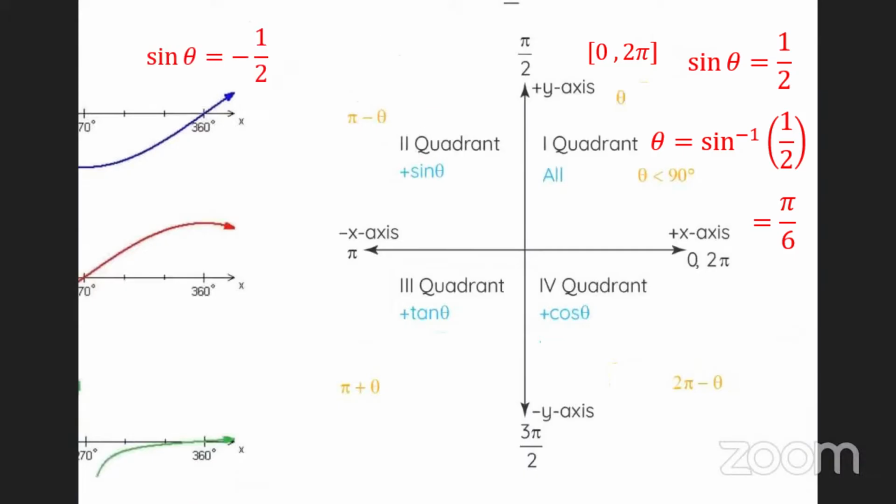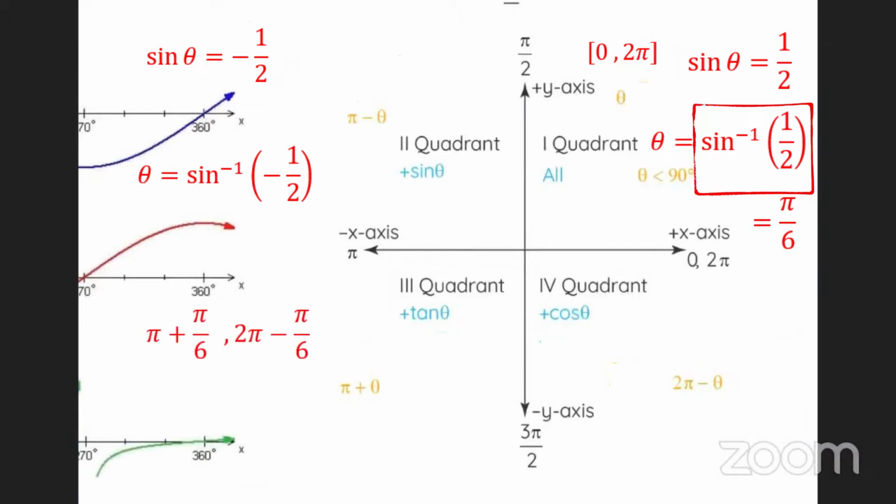Suppose it was sine theta is equal to negative a half. Theta will be sine inverse negative a half. There's a problem with some calculators, right? If you try to find sine inverse negative a half, you are going to get minus pi on 6. But that's not in the range. So to avoid that, what you just do is come to the side and in a calculator, work out sine inverse a half, and you'll get 30, right? And because sine is negative in the third quadrant and the fourth quadrant, you use this to get your answer. Pi plus pi on 6, 2 pi minus pi on 6.